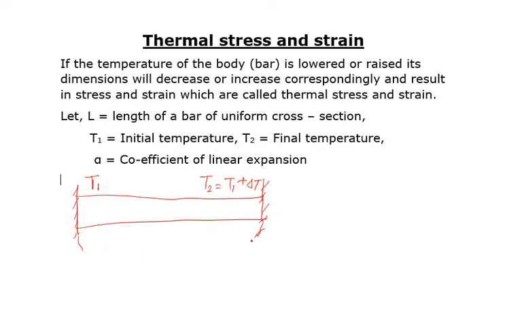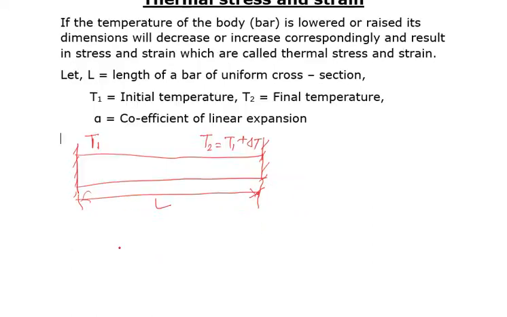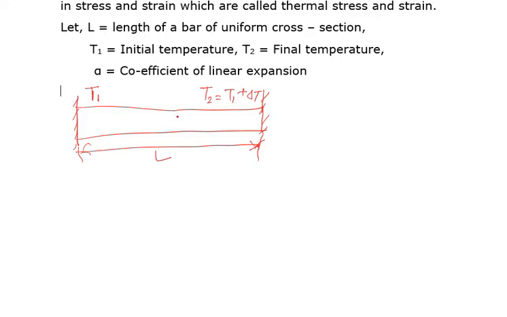And suppose the length of the bar is, how much? That is L, correct. So in this condition, the bar does not get elongated because it has been fixed at both the ends. If we make one end of the bar free, then what will happen? There will be an extension.